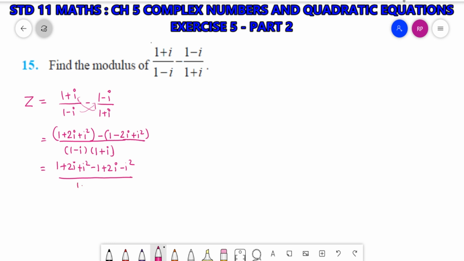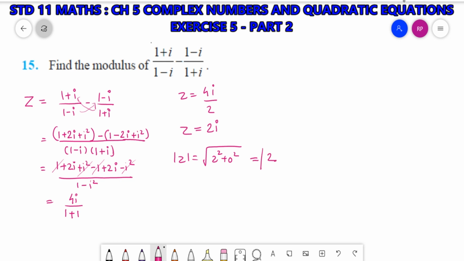Now the denominator is 1 − i², a² − b². The i² will get cancelled in the numerator, and 1 − 1 gets cancelled. 2i + 2i is 4i. In the denominator, i² is −1, so minus of minus, plus 1, giving 2. So z is equal to 4i upon 2, that is equal to 2i. So the modulus of z will be equal to the square root of 2² + 0², that is equal to 2. So the modulus of (1 + i)/(1 − i) − (1 − i)/(1 + i) is 2. This was about question number 15.